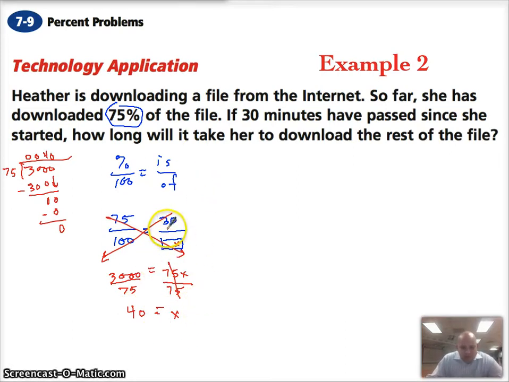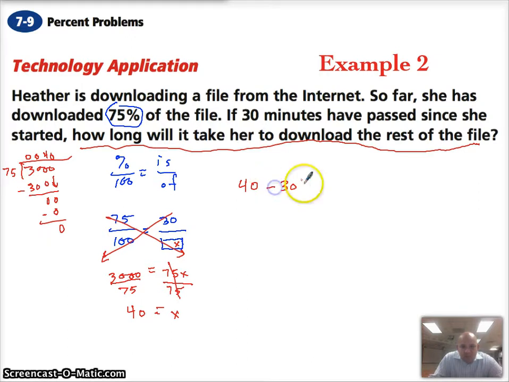So 30 minutes is 75% of 40 minutes. That question asks, how long will it take her to download the rest of the file? So 40 is the total, and we've already spent 30 minutes, 75% of that time, downloading the file. How many more minutes will it take? Well, it will take 10 more minutes. 40 subtract 30 is 10 minutes.